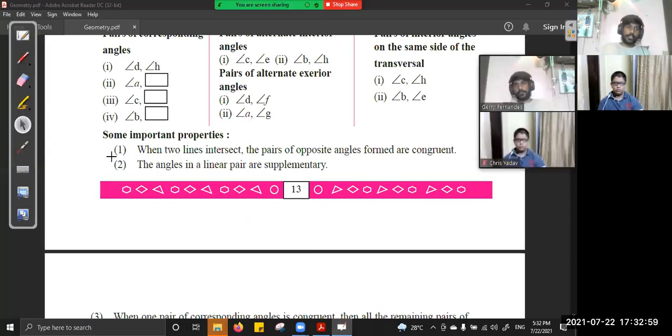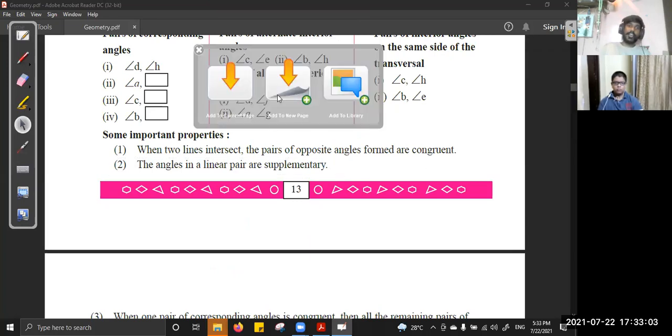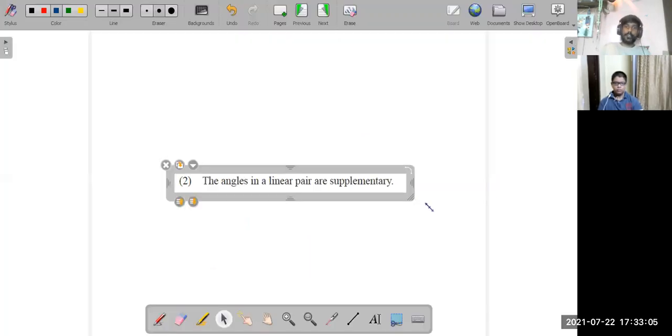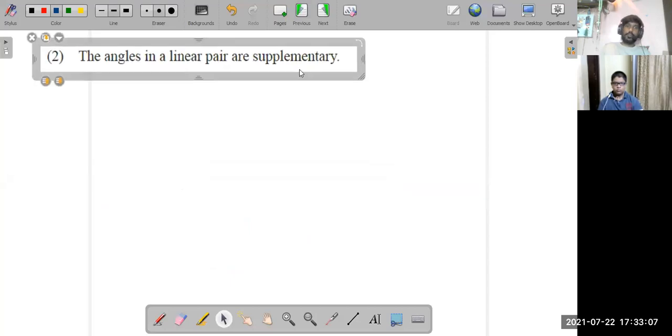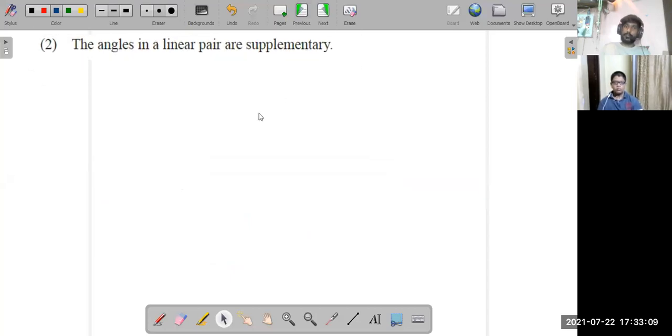Second one. Second is also very, very important. That says angles in a linear pair. Firstly, do you remember what is a linear pair?